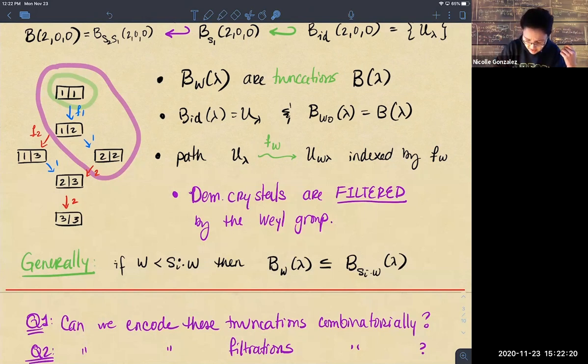And the second question is, can we encode these nested filtrations combinatorially? So here, this seems like a really silly question because you look at this and you're like, well, clearly the green embeds in the purple embeds in the big one because they're the same shape. It's literally an injection. But as we'll see, when we actually come up with a combinatorial version of these Demazure crystals, the embeddings are going to be less obvious because the shapes are going to end up changing. So this question 2 makes a lot more sense once you've seen the answer to question 1.